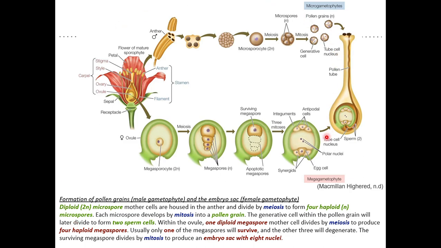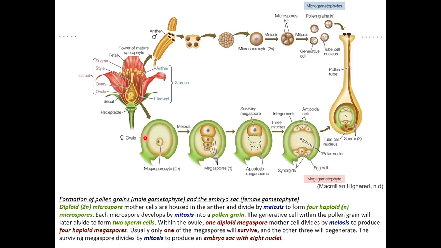So this figure shows the formation of the pollen grain, which is the male gametophyte, and the formation of the embryo sac, which is the female gametophyte. For the pollen grain, in the anther, the diploid microsporocyte undergoes meiosis to form microspores and then undergoes mitosis to form pollen grains, which include a generative cell and also a tube cell. And then when it arrives at the stigma of another flower, it will form a pollen tube to deliver the sperm to the egg.